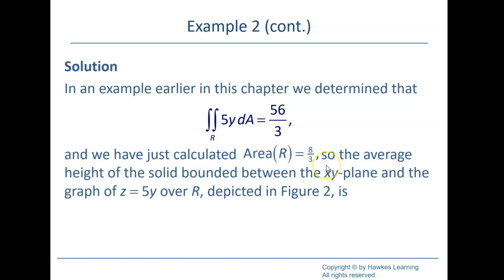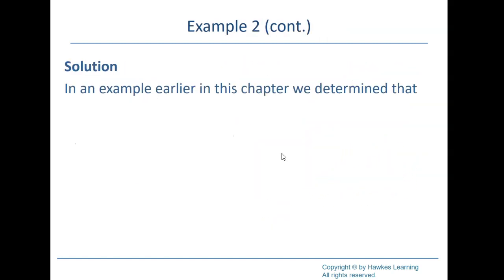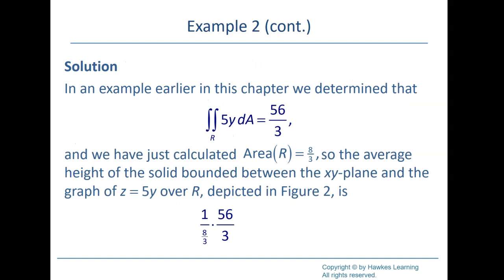So how do we do it? Well, again, look at our formula: 1 divided by the area. Since our area is a fraction, we could just multiply by the reciprocal. This is the volume. This is 1 over the area. So we flip and multiply, basically. 1 over 8/3 is the same thing as 3/8. 3/8 times the volume will reduce, so we get 56 over 8, which is 7.